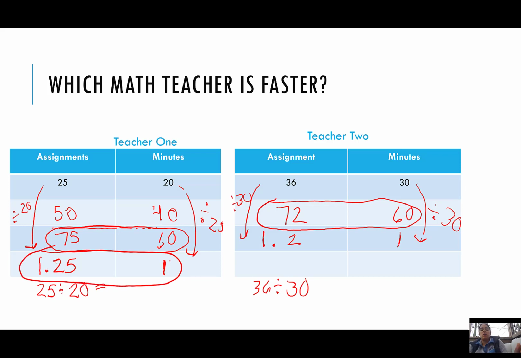So this is two ways to show you. We could have gotten equivalent ratios by getting them both to 60 minutes, or we could have solved for the unit rate. Either one, teacher 1 is faster.